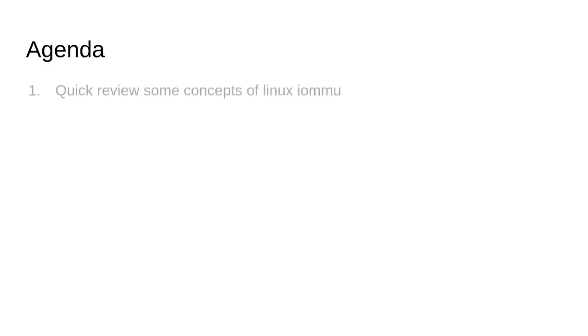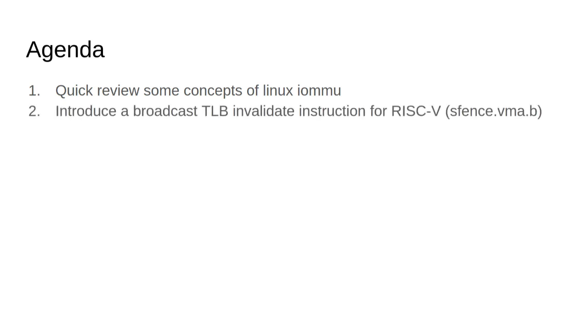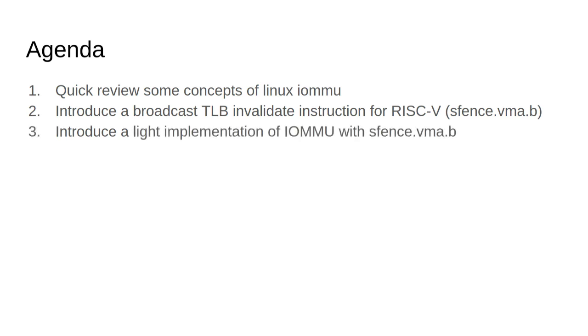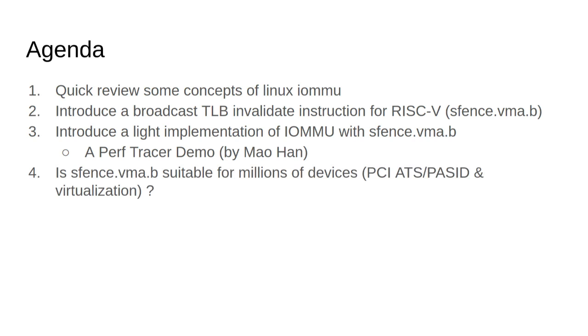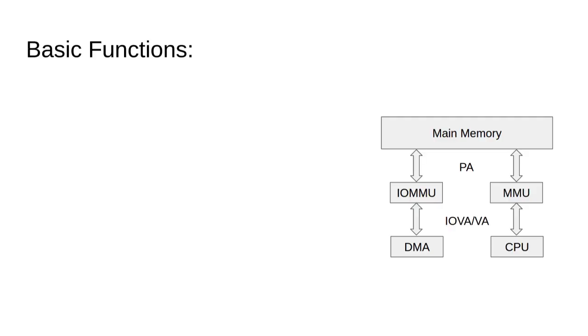First, we will have a quick review of some concepts of the Linux IOMMU. Second, we will introduce a broadcast TLB invalidation instruction for RISC-V. Then, we will introduce a light implementation of IOMMU with the instruction. Then my colleague Mao Han will show us a trace demo. And then, if time is enough, we will talk about this instruction being suitable for multiple devices, that means the PCI or virtualization situation. Let's do a quick concept review.